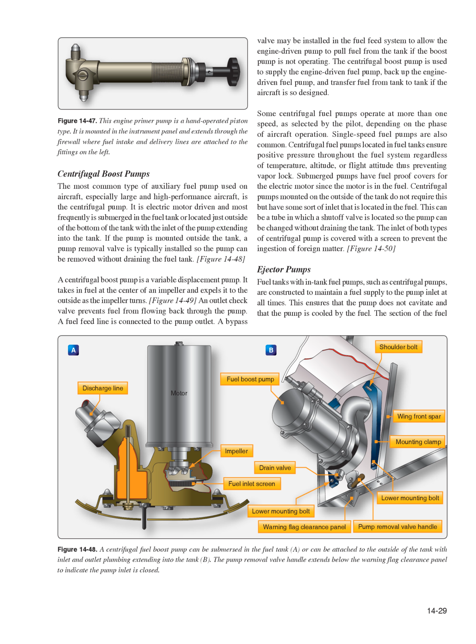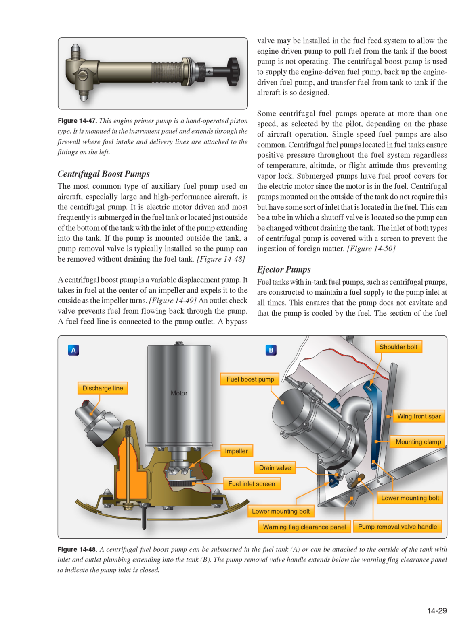The centrifugal boost pump is used to supply the engine-driven fuel pump, back up the engine-driven fuel pump, and transfer fuel from tank to tank if the aircraft is so designed. Some centrifugal fuel pumps operate at more than one speed, as selected by the pilot, depending on the phase of aircraft operation. Single-speed fuel pumps are also common.